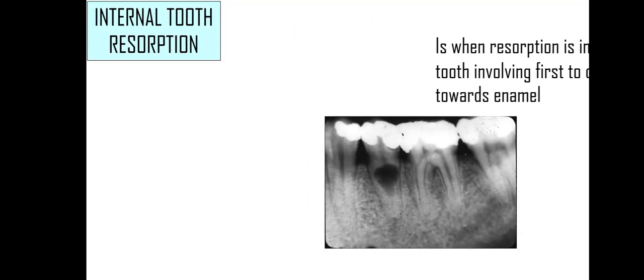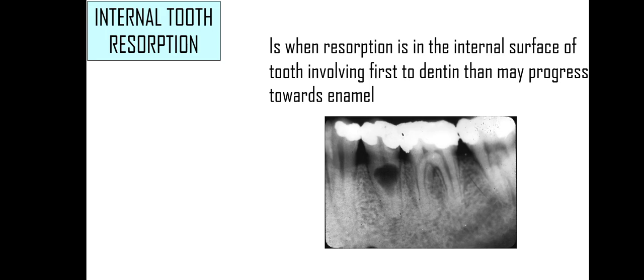Going towards internal tooth resorption. Internal tooth resorption, as you can see in the diagram, is when the resorption is in the internal surface of tooth, involving first dentin, then may progress towards enamel or cementum. But it is called internal tooth resorption because it starts from the inside of the tooth and spreads outward.